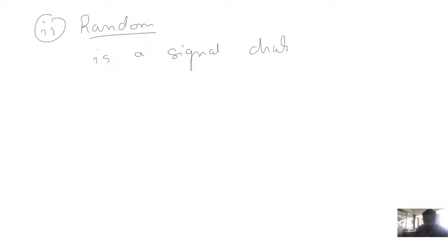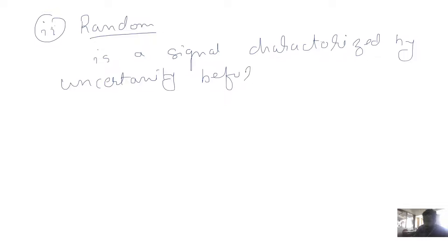Then what is a random signal? A random signal is a signal characterized by uncertainty before its actual occurrence. Unless and until that signal occurs, we cannot tell what the value of that signal is, right? And that means we cannot write a mathematical equation for it.